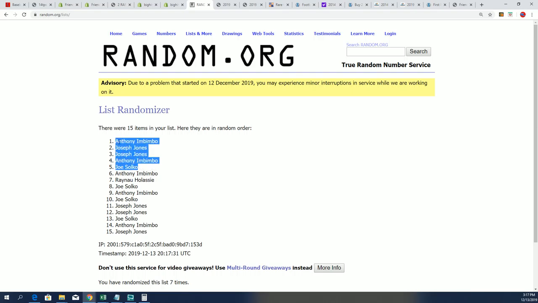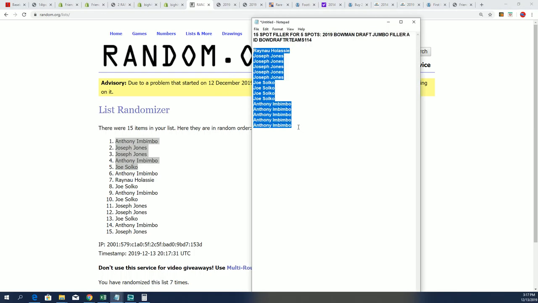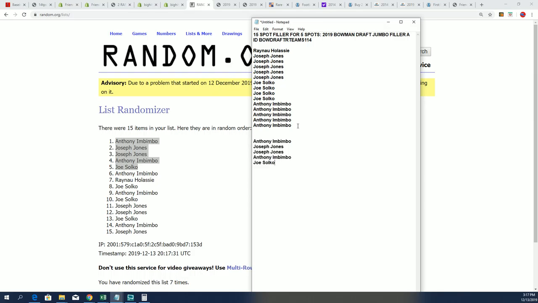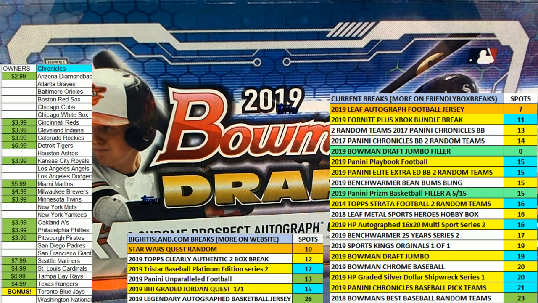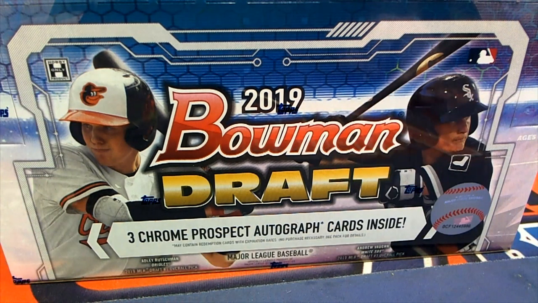Congratulations to you five owners. You have gotten in Bowman Draft, and you have gotten your spots for like a third of the price. So that is awesome. Congratulations. Coming away with a nice one. Coming away with some nice things. Can't wait for the box to break.